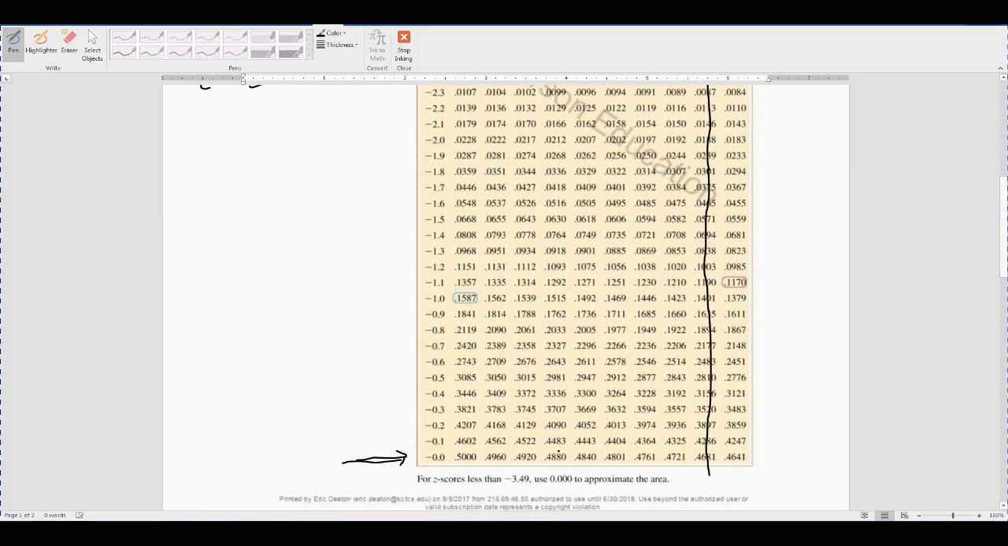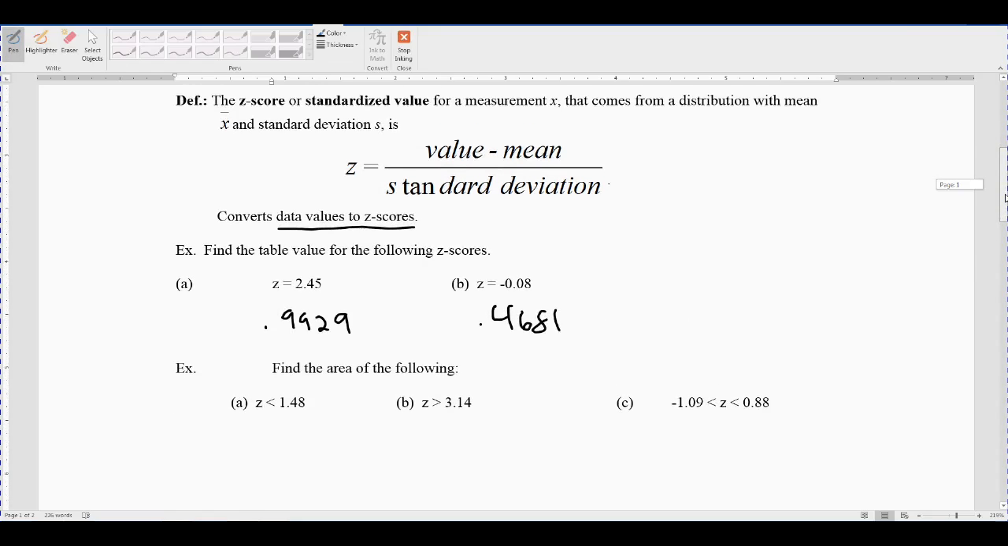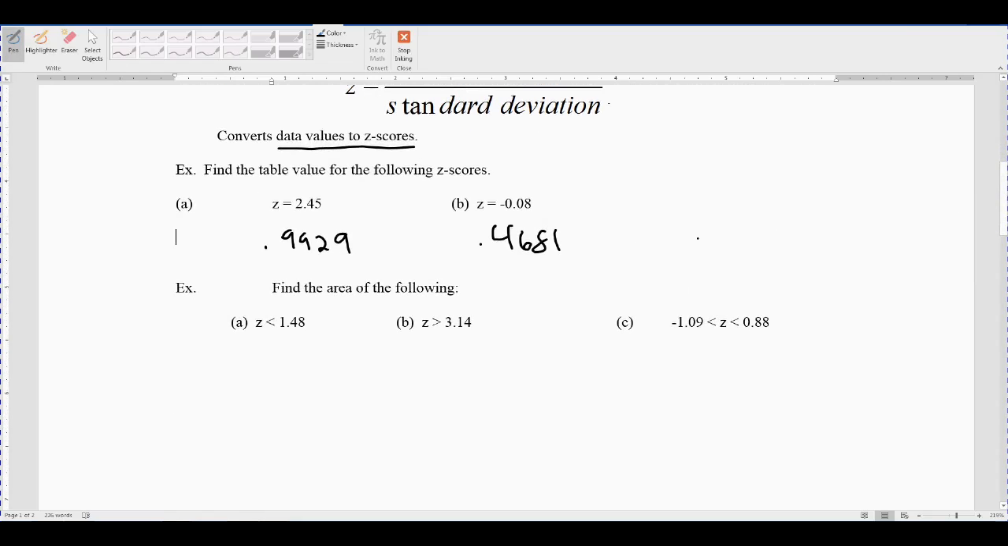And then go all the way across. And that's the table value. Negative 0.0, and this is the 8. Looks like it's 0.4681. That's what it is. 0.4681. So that's how you use the table, or use a table to find table values for given z-scores.